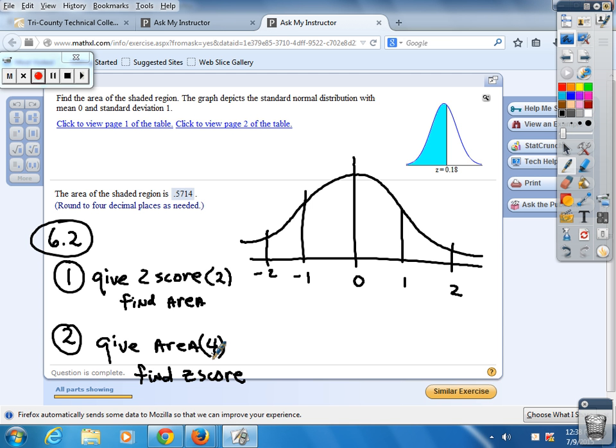So the reason I draw this big picture here is so you will see what kind of z-score this is, a positive z-score or negative z-score. It's positive, so it's right about here. And I'm exaggerating a little bit because I want you to see that it's to the right of your halfway mark. So that is 0.18.